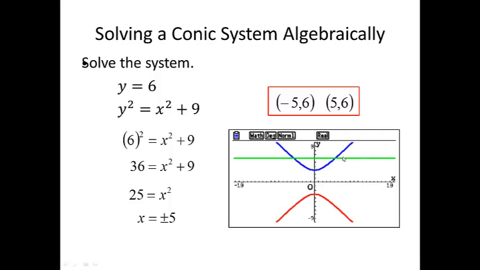All right, so just to show you what this looks like, here is my hyperbola and my line. My line y is equal to 6 looks like this. My hyperbola looks like that, and then these are the 2 places: negative 5, 6 and positive 5, 6 are the 2 points on my graph where they intersect.